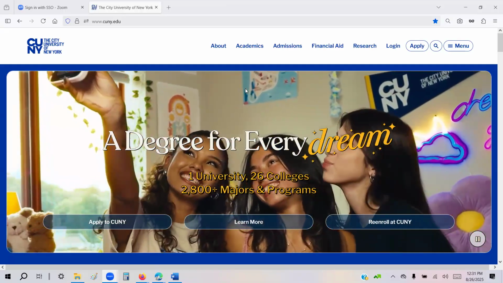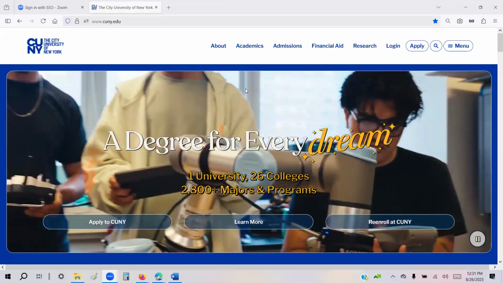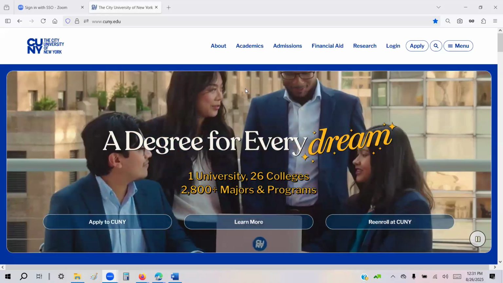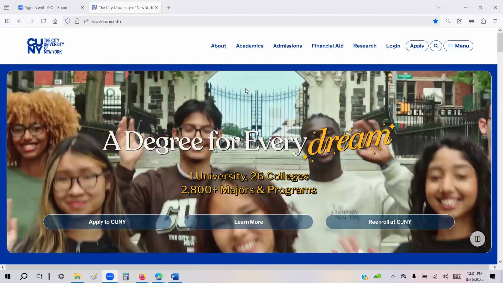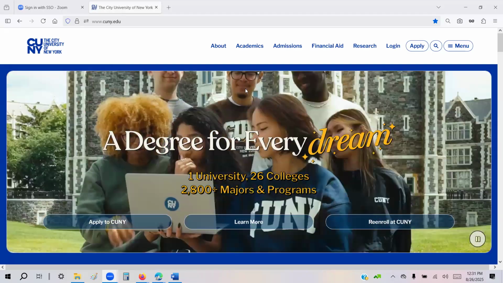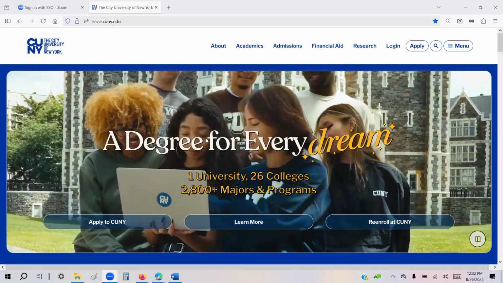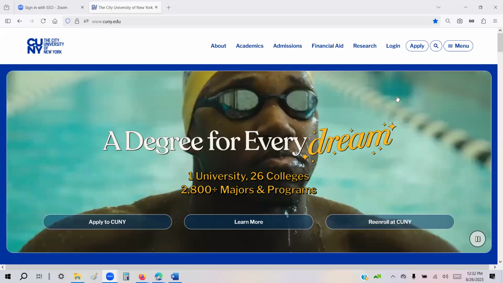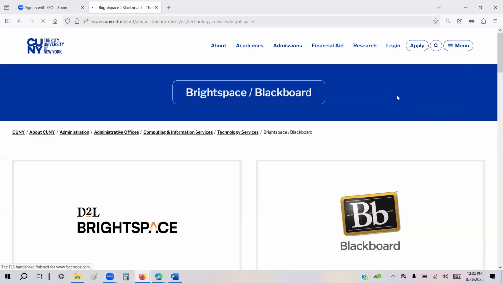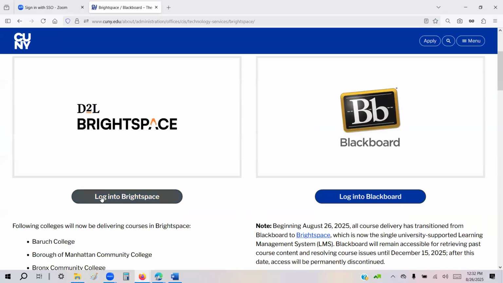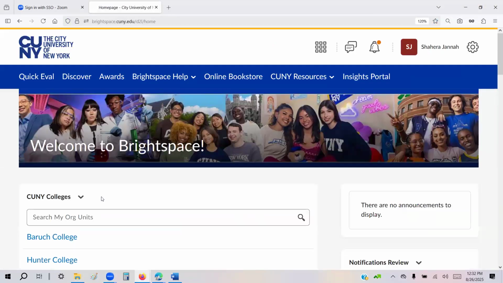Okay, so about this class, most of the materials we are going to see in this class will be on Brightspace. To access the Brightspace, you have to go to the CUNY.edu. This is the main page of CUNY.edu. In there, you click on login to access the Brightspace. You log into Brightspace, and I already logged in, so it's directly taking me here. But when you log in for the first time, you have to insert some type of code. Do you guys know that?